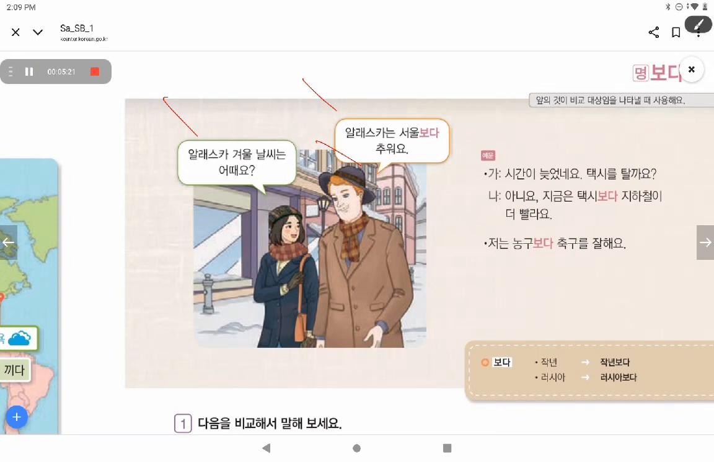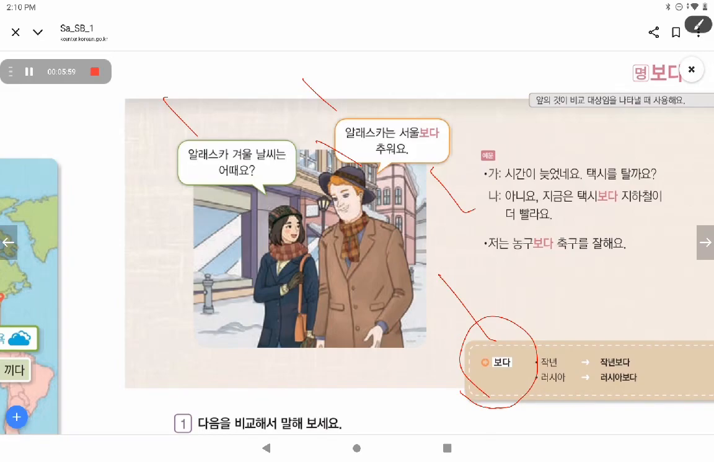시간이 늦었네요. 택시를 탈까요? It's getting late, so shall we take a taxi? 아니요, no, 지금은 now. Right now, 택시보다 지하철이 더 빨라요. Subway is faster than a taxi right now. When we compare any subjects with the preceding item, we use 보다. Like, the person asking that it's getting late, so shall we take a taxi? The other person says, no, the subway is faster than a taxi right now.